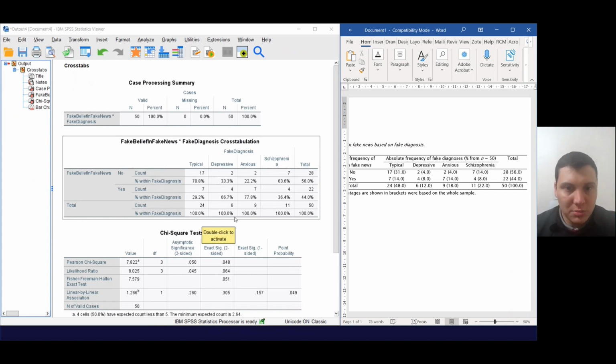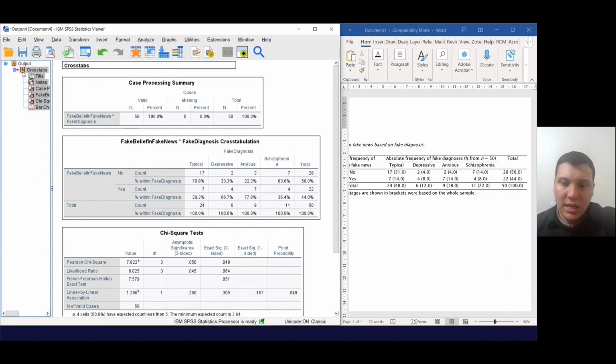Out of everybody who is depressive, 33% don't believe in fake news and 66% believe in fake news. Out of everybody who is anxious, 22% don't, 77% do. Out of the total number of people who are with schizophrenia, 63% do not believe in fake news and 36% do believe in fake news. Okay, so that's if we're focusing on using these categories of fake diagnoses as our totals, but we want to see from out of each of these categories how many people do or don't believe in fake news.